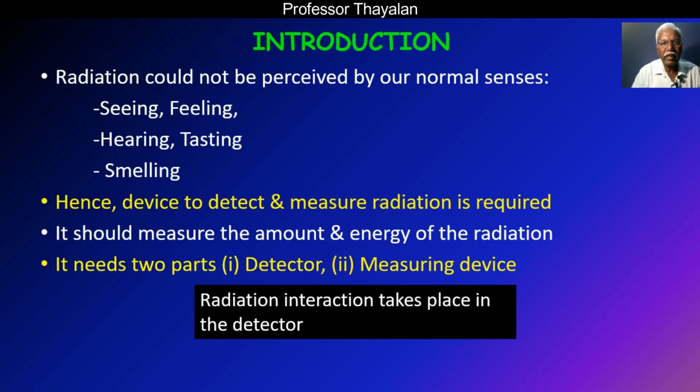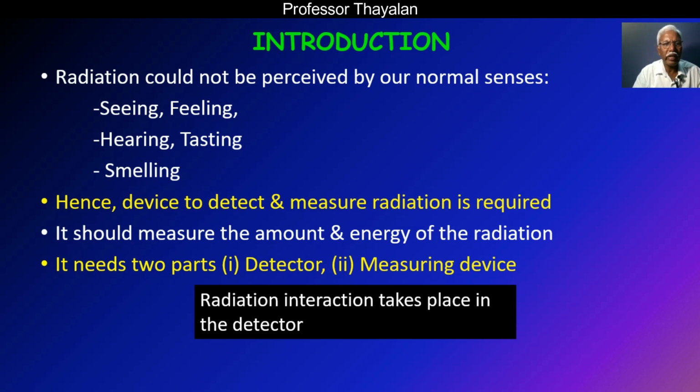See, what is the actual natural property of radiation? Radiation cannot be perceived by our normal senses. What are our senses? Humans have senses like seeing, feeling, hearing, tasting, and smelling. So all the senses fail towards radiation. One cannot see radiation, feel radiation, hear the presence of radiation, know radiation by taste, or smell radiation.